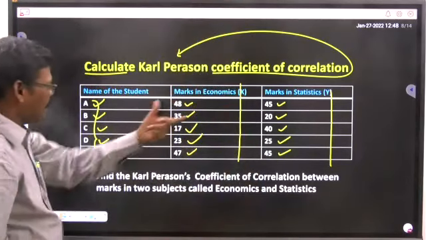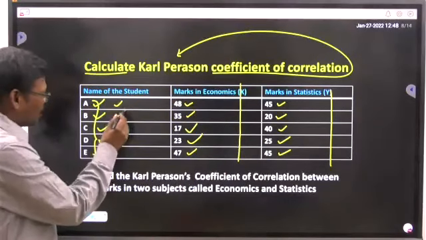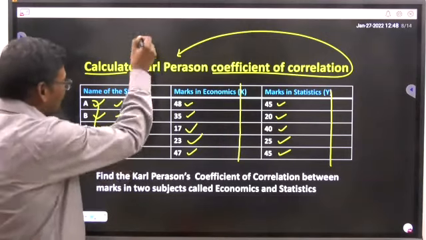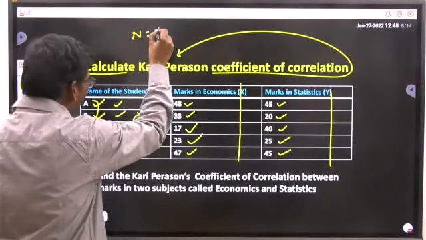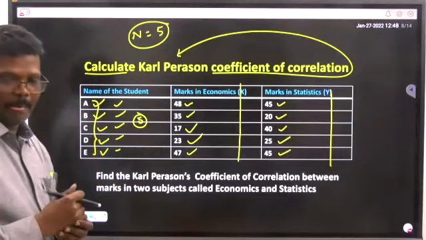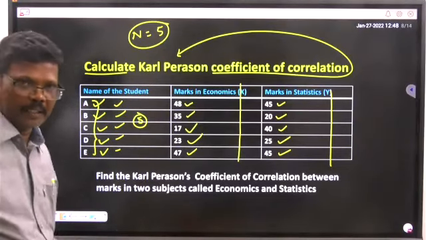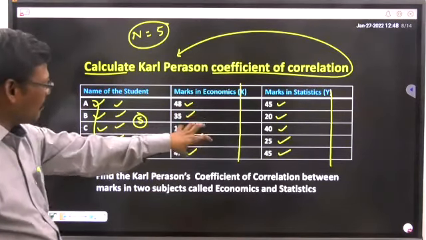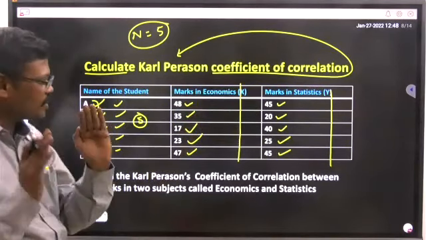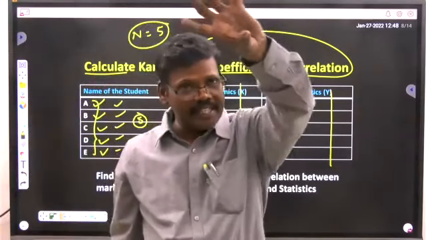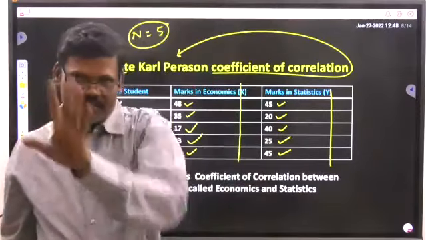So here, how many pairs are there? 1, 2, 3, 4, 5. 5 pairs are there, so N is equal to 5. The number of observations is equal to 5. Please remember N is equal to 5. These are the marks given. So first, what do we have to find? We have to find X bar and Y bar.